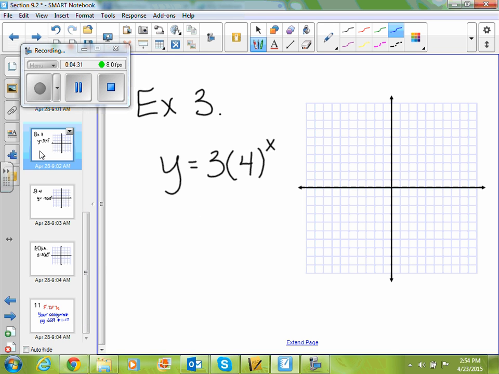Alright, the last part of what you're doing is graphing. So we're going to use a table of values. And we're going to use negative 1, 0, and 1. Exactly, Kalani. Okay, so those are always going to be the x values that you use.